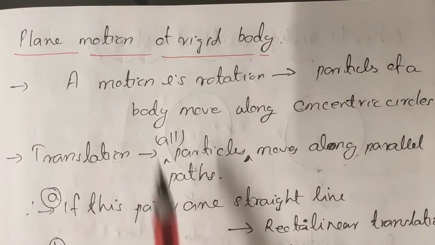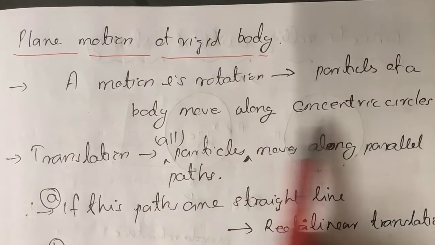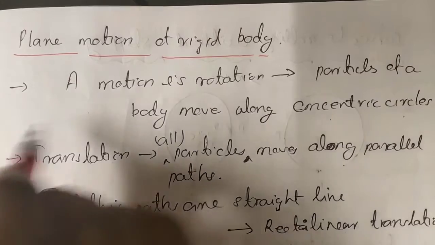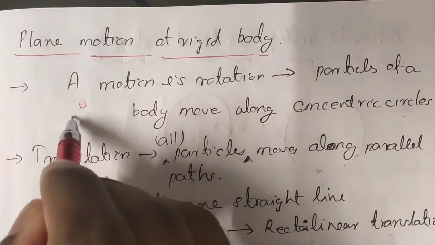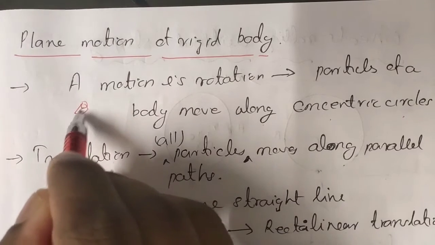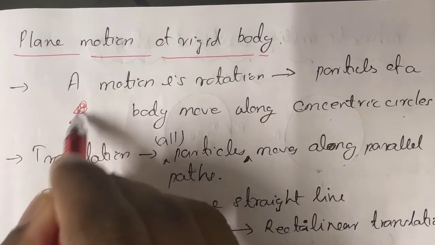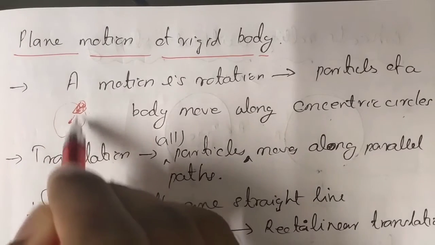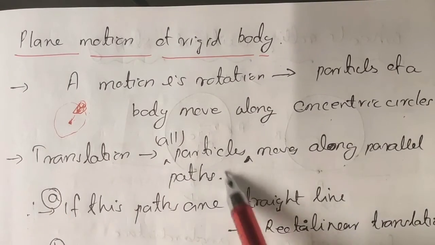What is rotation? A motion is a rotation. That means particles of a body move along a concentric circle. This is a center. If this is a body, a larger body, every particle will move with a concentric center, so it moves like this. So every particle of a body moves with the same center. That is called rotation. What is translation?